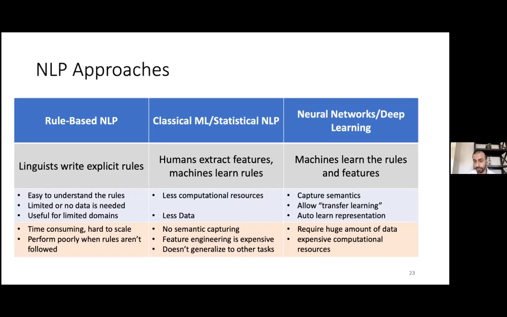On the other hand, deep learning approaches are now dominant in the field. They can capture semantics. They allow something called transfer learning. So you can learn a task like sentiment analysis, and transfer what you have learned in that task to other tasks. Also, deep learning approaches learn representation automatically. You don't have to give explicit representation for the data. However, they require a huge amount of data, and they also require extensive computational resources.